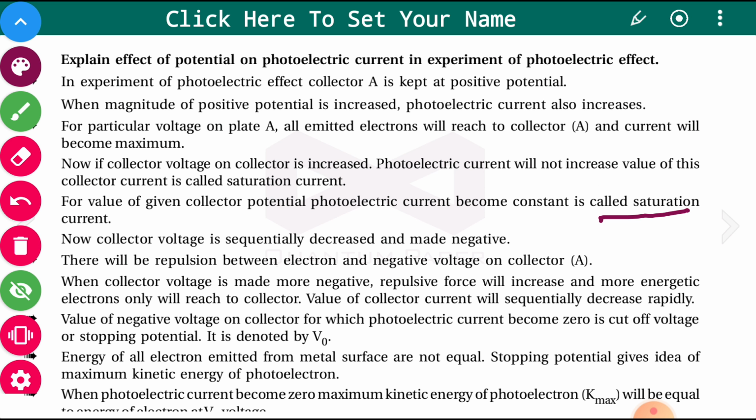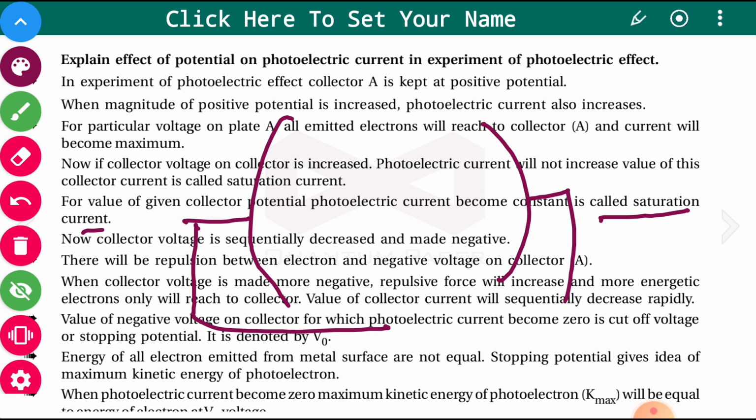So this current is called the saturation current. Now collector voltage is sequentially decreased and made negative. Now what are you doing? You have a collector voltage which you are now making negative. So what is the procedure? The negative terminal is as if joined with the collector.